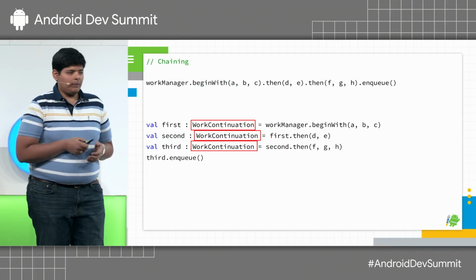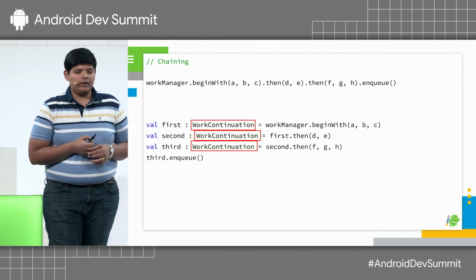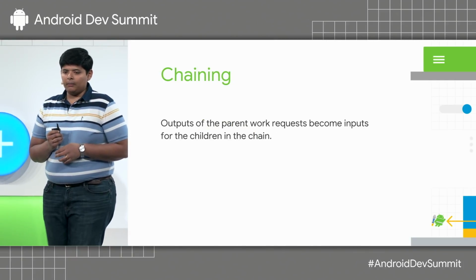So now you called enqueue. Now you might be wondering what beginWith returns. So beginWith actually returns an instance of WorkContinuation. And a WorkContinuation is a node in your acyclic graph. And this lends to a very fluent API. So every time you call beginWith, it returns a new continuation. And every time you call .then, it returns a new instance of another continuation. Finally, don't forget to call enqueue.